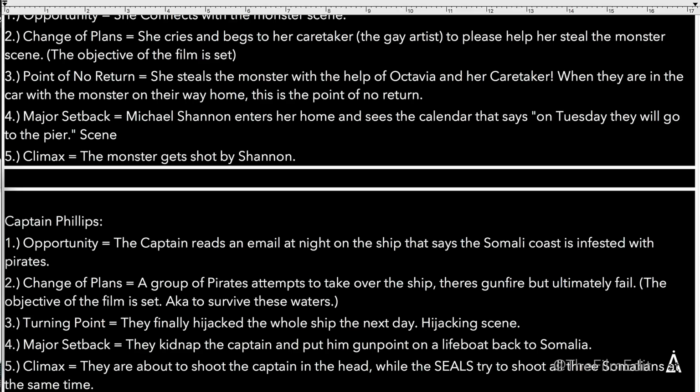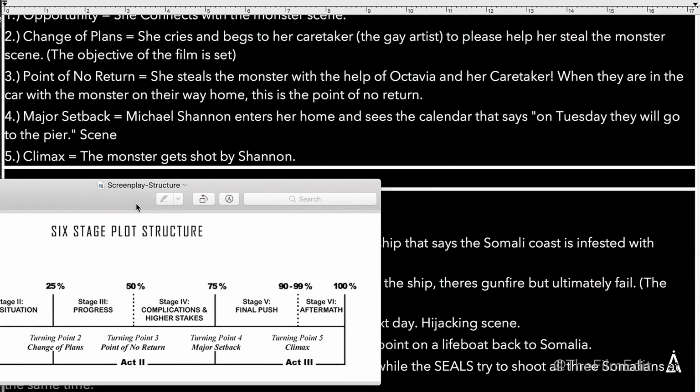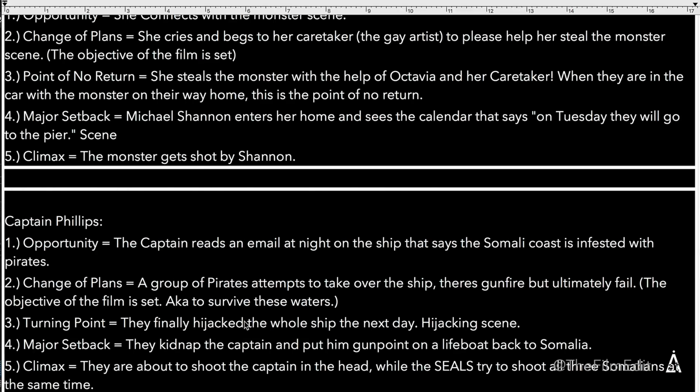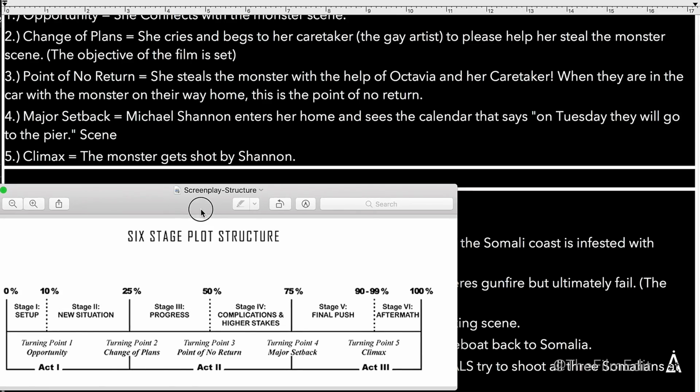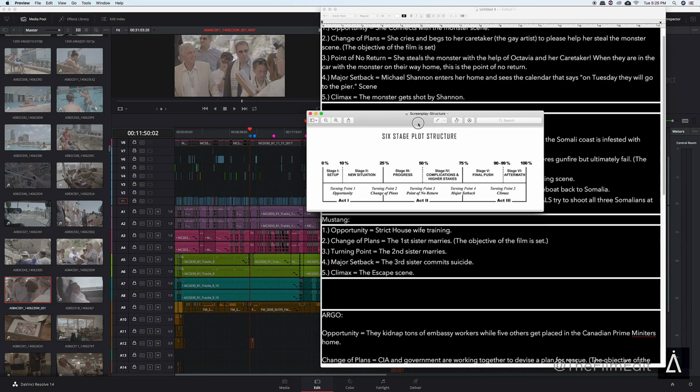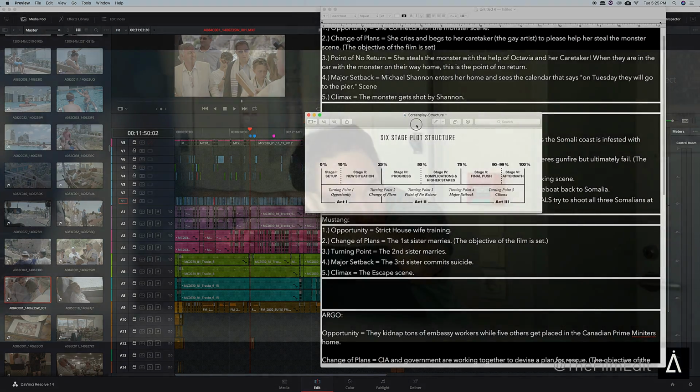Horrific. Turning point number three, that's the point of no return. There's absolutely no going back. They finally hijack the whole ship the next day, the hijacking scene. So that hijacking scene is turning point three. As you can see, everything is lost here in the sense that there's no way they can save themselves anymore.